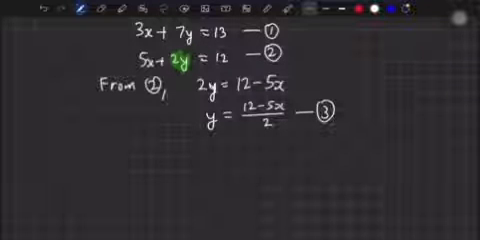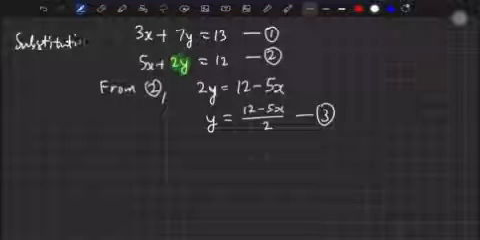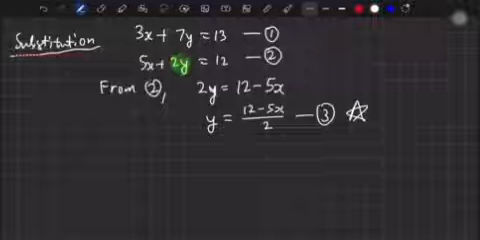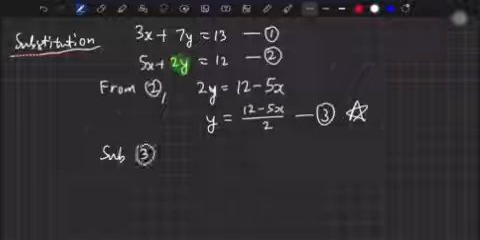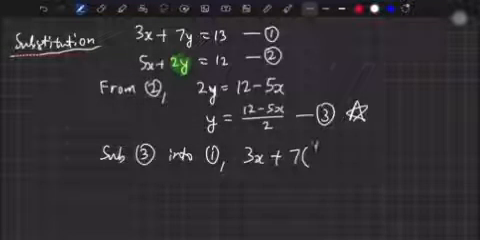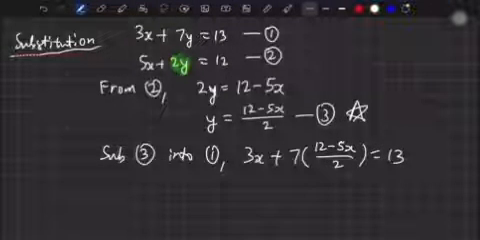So you can see, if a student insists on using the substitution method, he or she will have to work with this fraction, which I will say is very tedious. Why? Take a look. Because this equation 3 is from equation 2, we cannot sub into equation 2. We have to sub into equation 1. So sub 3 into 1, we'll have 3x plus 7 bracket 12 minus 5x over 2 equals 13. So you can see, once we work with fractions, the question will be very complicated. So please be mindful, pick the correct method to apply.